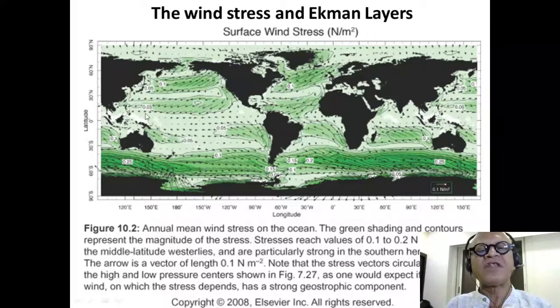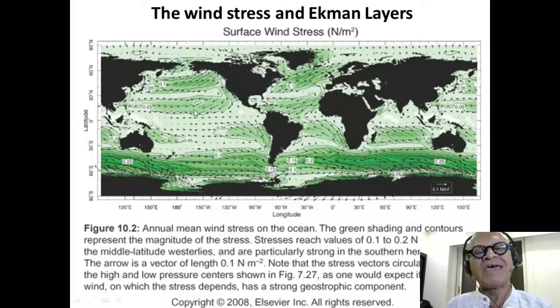You can also think of it in terms of the Coriolis. So winds are pushing the water westward here, so Coriolis will push it northward, whereas winds are pushing the ocean eastward here, Coriolis will push it southward.